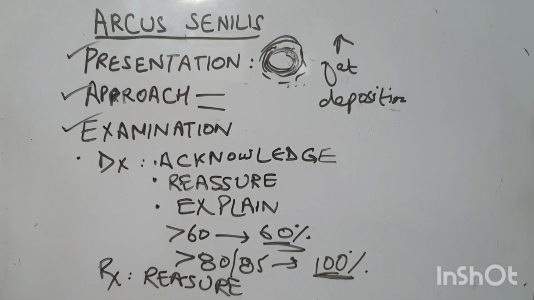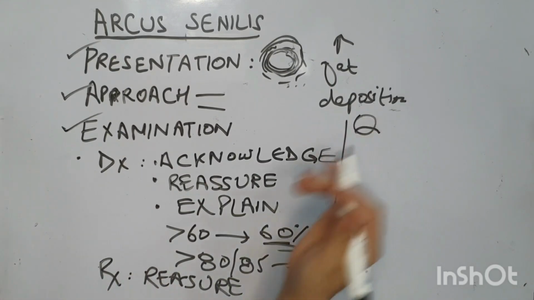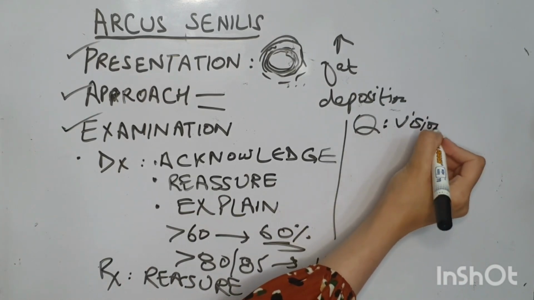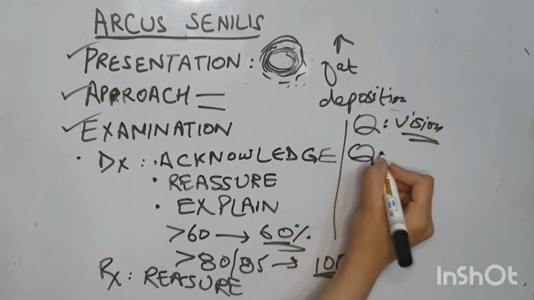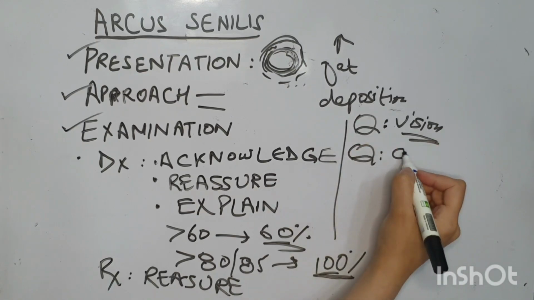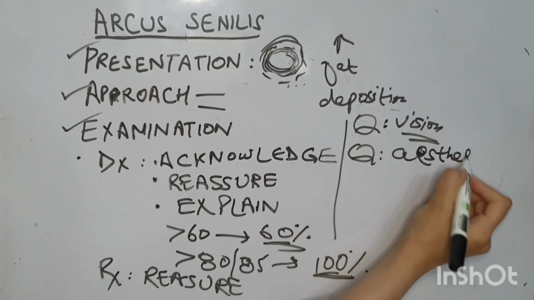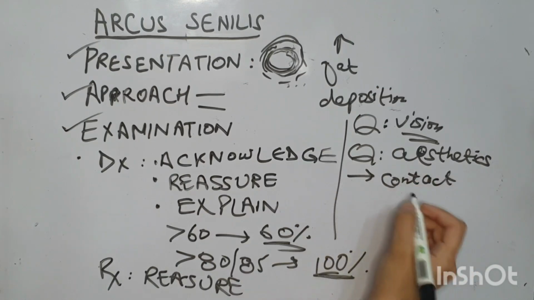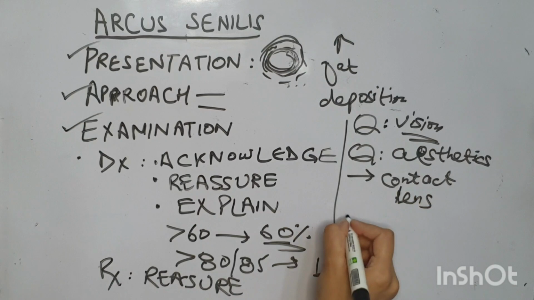Okay, the patient might ask you some questions. Question number one, the patient can ask you about his vision. The answer to this you already know, right? The other concern the patient can have can be about aesthetics. For that, you can advise the patient to use contact lens. Easy peasy, right? Contact lens. All right. Okay, it's done.